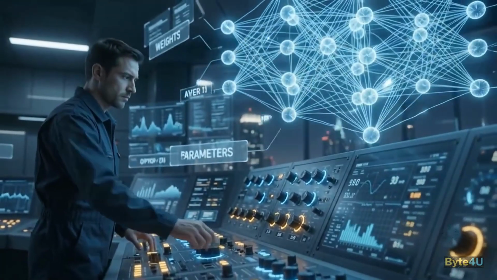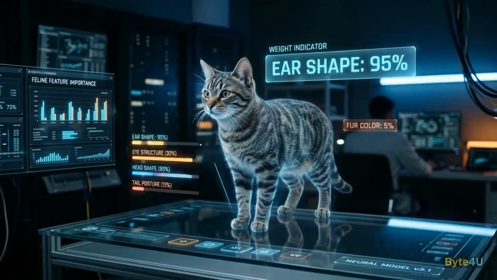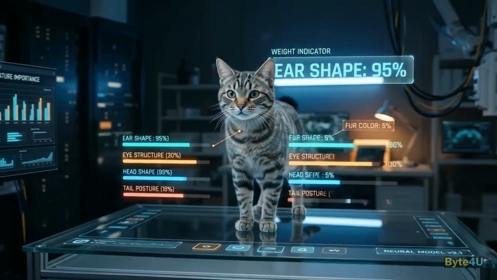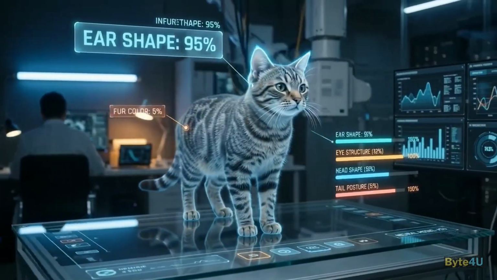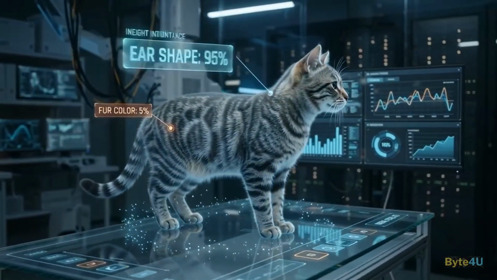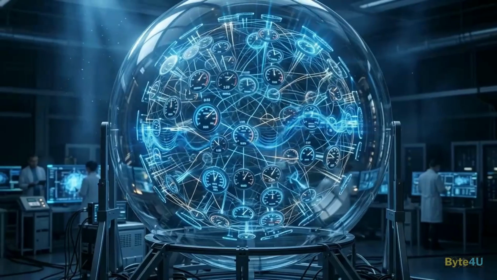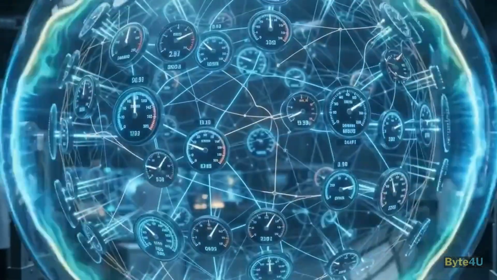These are the internal parameters, those mathematical dials we tuned earlier. For instance, after looking at millions of photos, the model might give a massive amount of weight to the feature ear shape, but almost zero bias or weight to fur color when deciding if a picture is a cat. The model is basically just a giant collection of these perfectly tuned dials.